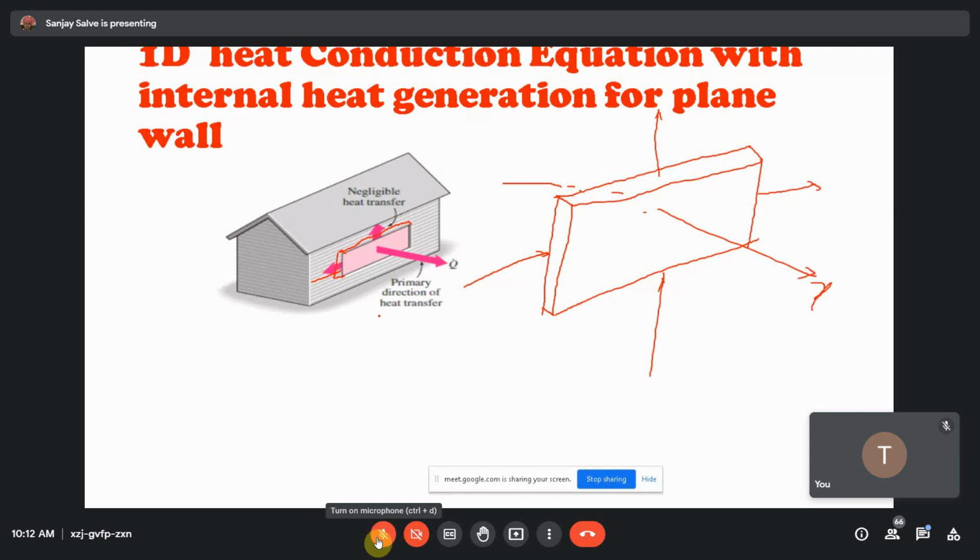What is the definition of wall or plane wall? What do you think? Any object which has very little thickness as compared to its length and width is called a plane. You learn this in engineering graphics. What is a plane? An object which has negligible thickness as compared to its length and width is called a plane. So here is one of the planes, or you can say one of the mirrors.